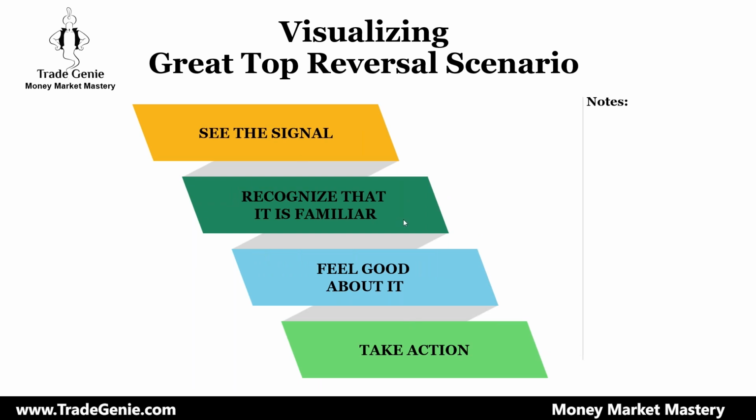You see the signal, or you need to go through this process. You see the signal, you recognize it's familiar, and you're feeling good about it. So you're feeling good about it inside, your internal signal. So this is your external signal, this is your internal signal. So external plus internal, I mean, just the way I'm telling. And then you take bold and courageous action. So this is visualizing the good way of analyzing things.